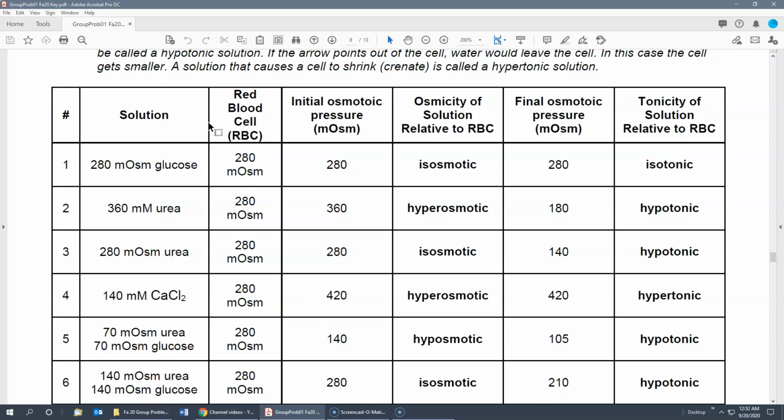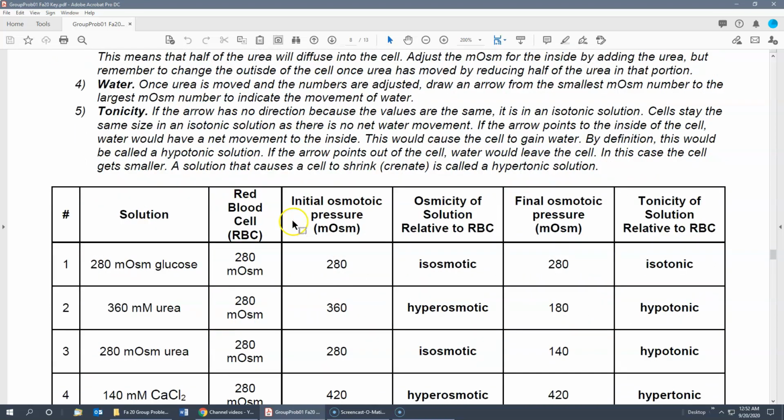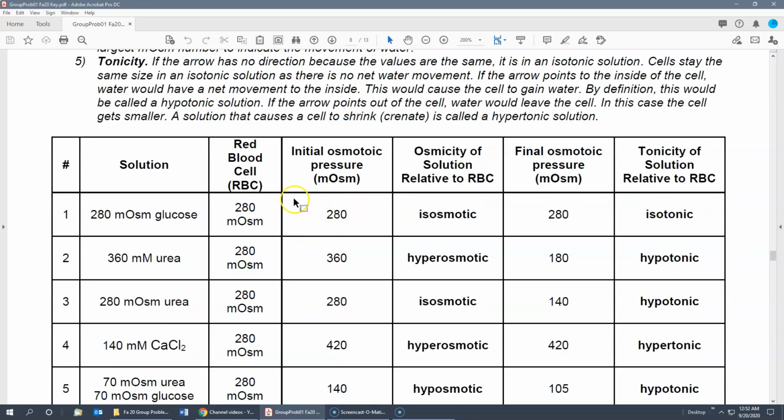So you look at the initial osmotic pressure. Okay, so you're looking at the number that is in the solution, and that's 280. The number in the cell, and that's 280. Okay, so we're in the same units, right? Milliosmoles. So number 2 is determine the osmolarity. So I compare the solution, 280, to the cell, 280. It's the same. It's isoosmotic. Number 3 was move urea if we have it. We're just glucose, right? So look right here. This is all glucose, so I don't have urea, so I don't have to worry about it. So I'm done with step 3.